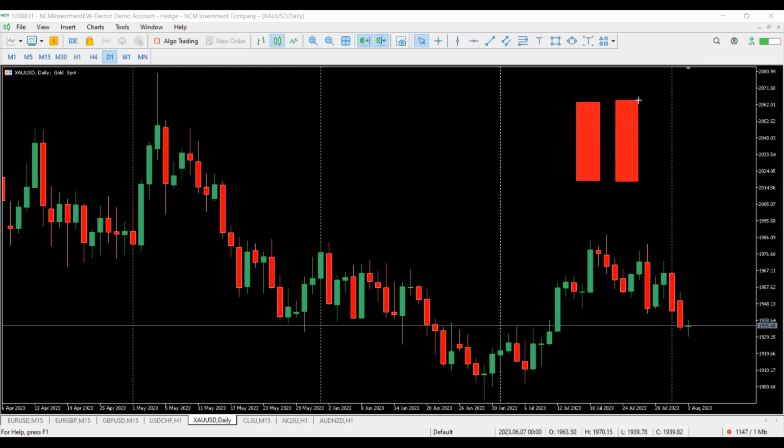A daily chart means within the span of 24 hours, this was the length of the price movement. Red candles start from the top, sorry for that. And the green candle indicates that the market is going towards the upside. Green candles start from the bottom.